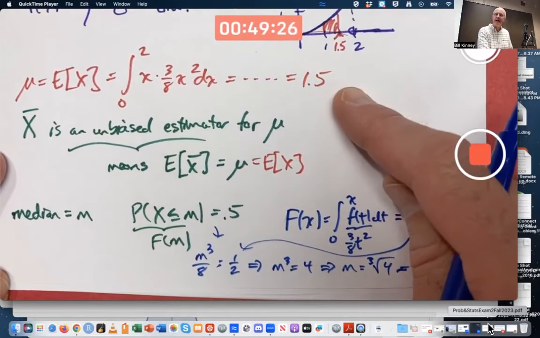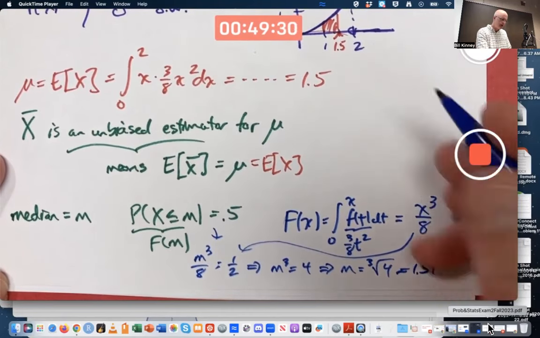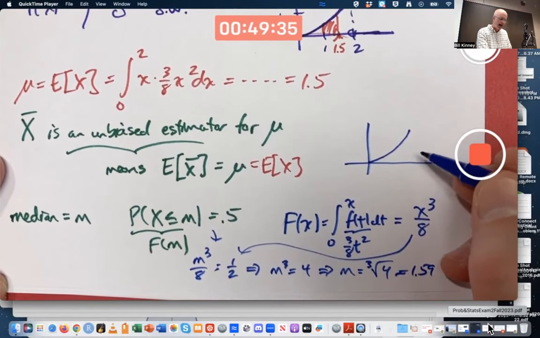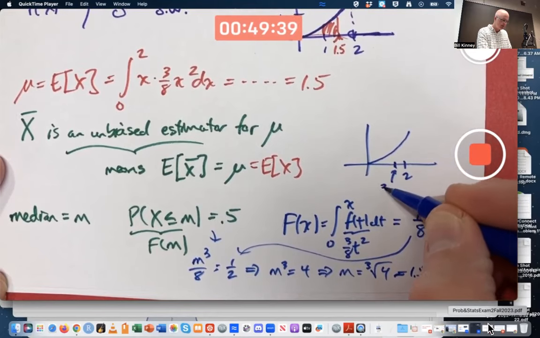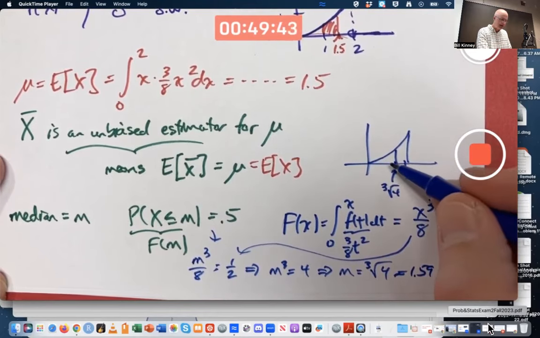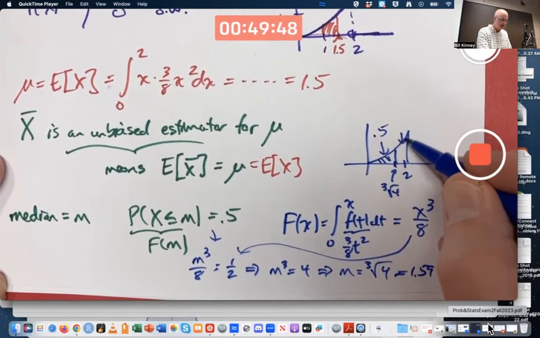It's different than the mean. How do you interpret the median geometrically? It's not the center of mass. It's the x location, cube root of 4 in this case, at which the area under the graph of the PDF to the left of the median is 0.5, and to the right of the median is also 0.5.